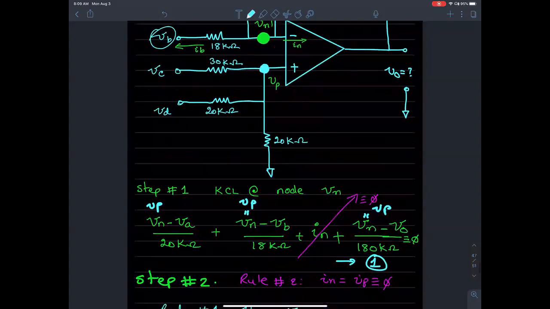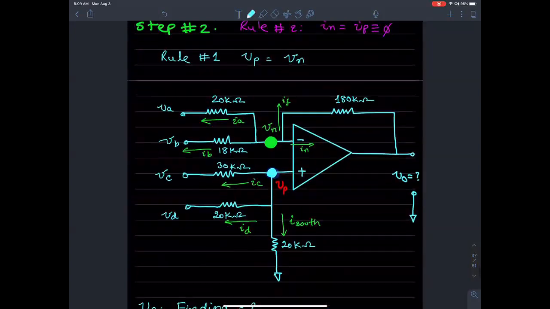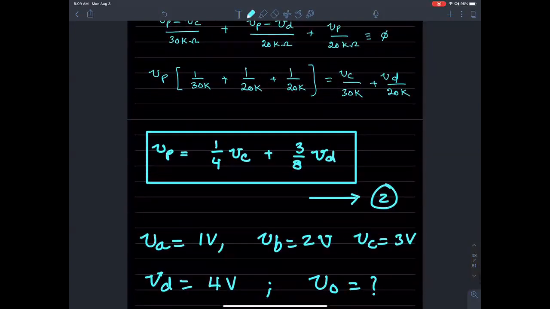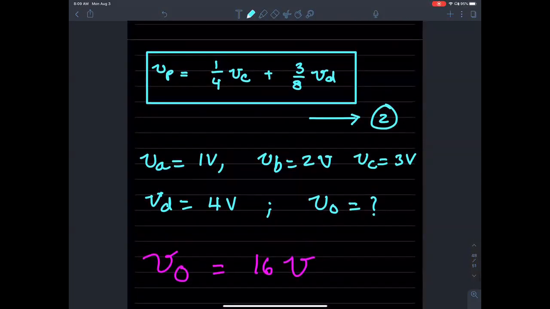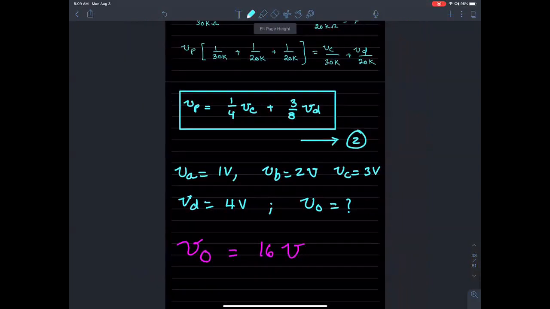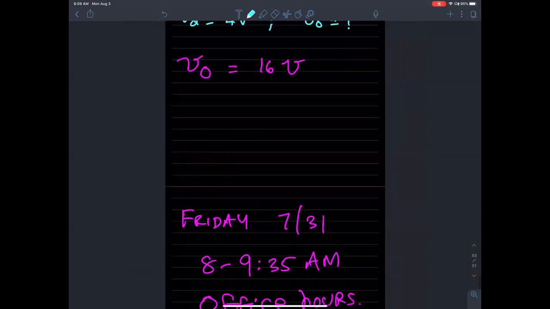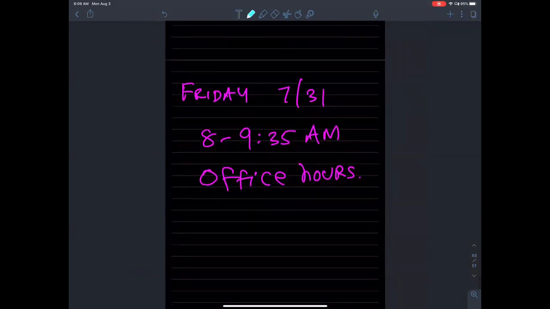And if you evaluate this, you see that VC and VD are multiplied by some positive coefficients, and VA and VB will be multiplied by some negative coefficients. Okay, so that's the problems that we saw in the last class.